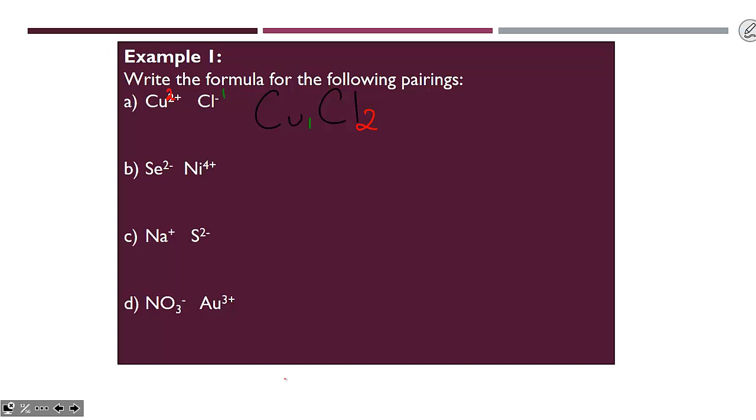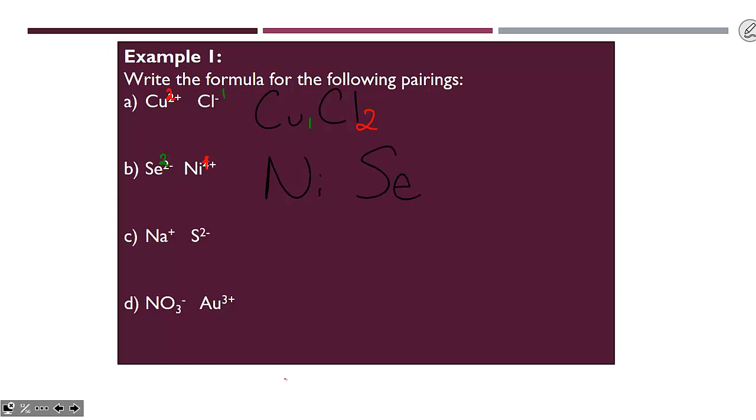Selenium is in the same family as oxygen. It's a chalcogen. It gets a -2 oxidative state. While nickel, a transition metal, again, I will tell you the charge. This is nickel +4. So when we crisscross these, again, the metal always comes first, so Ni and Se.